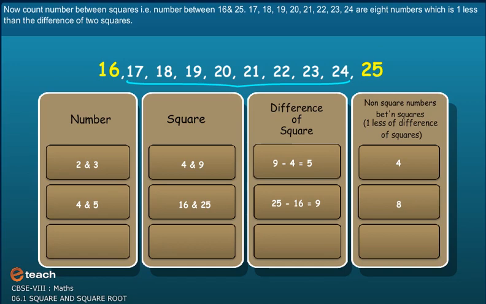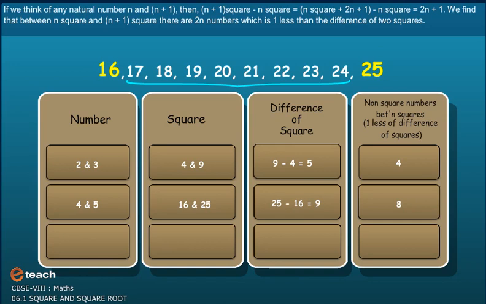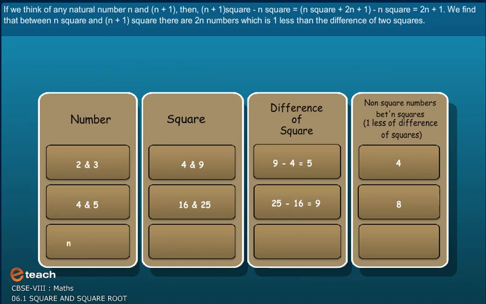If we think of any natural number n and n plus 1, then (n plus 1) whole square minus n square is equal to n square plus 2n plus 1 minus n square. That is equal to 2n plus 1.